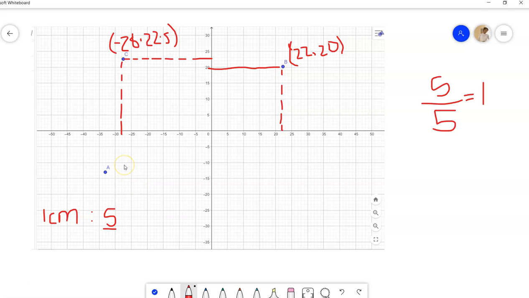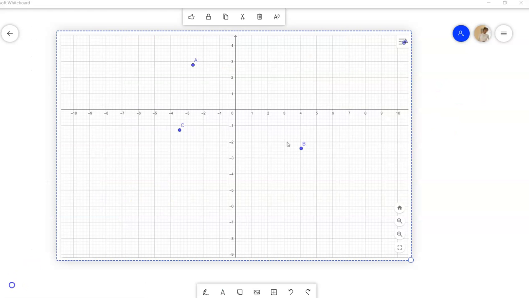And the final one, point A. Up to the x-axis, that's 30, 31, 32, 33. So that's negative 33. And we go across to the y-axis, and that's 10, 11, 12, 13. So that would be negative 13. That would be our coordinate for point A. Let's look at another graph.